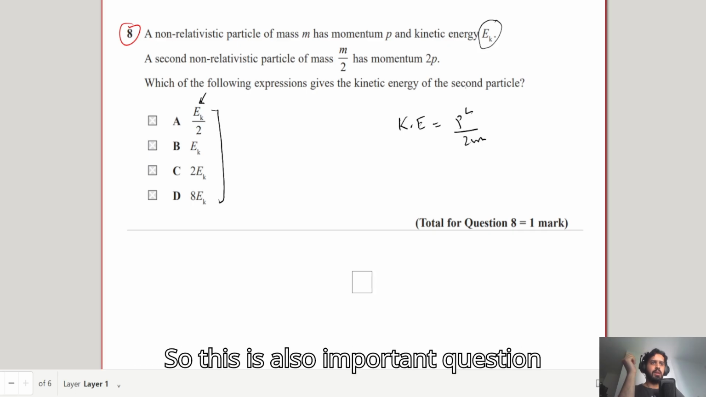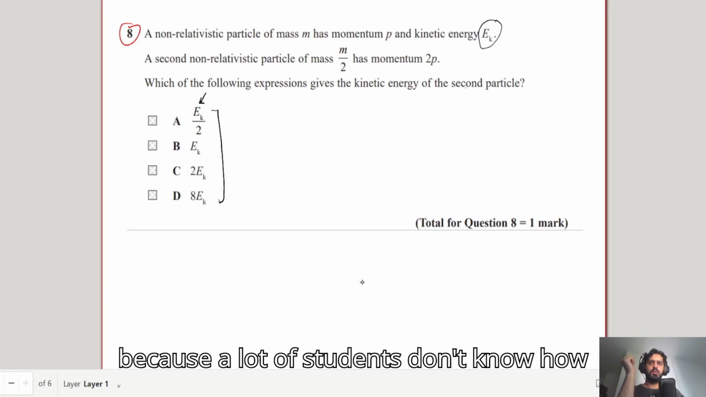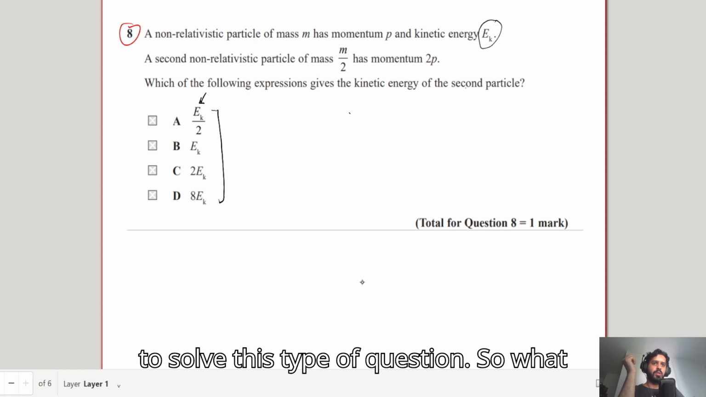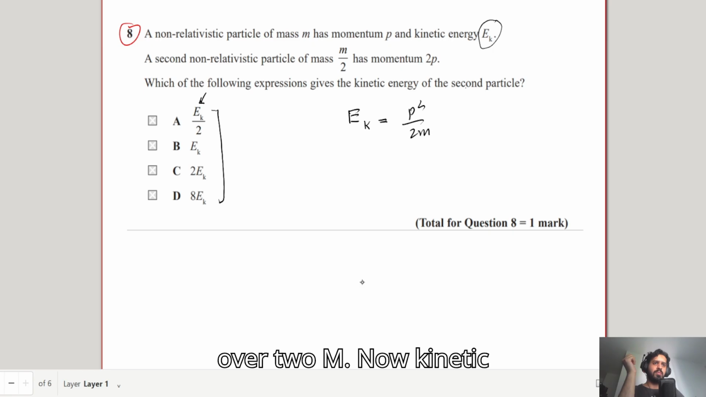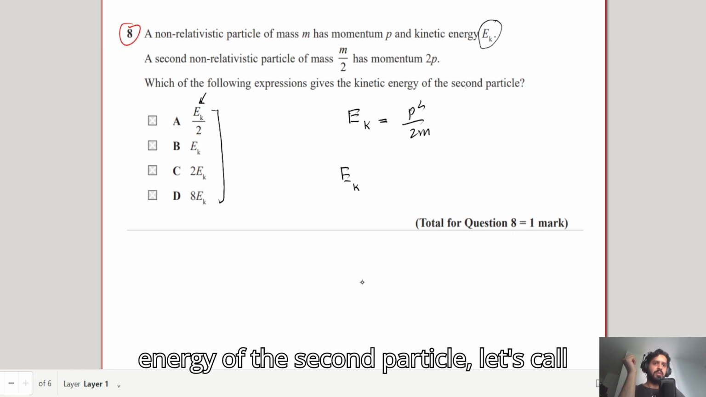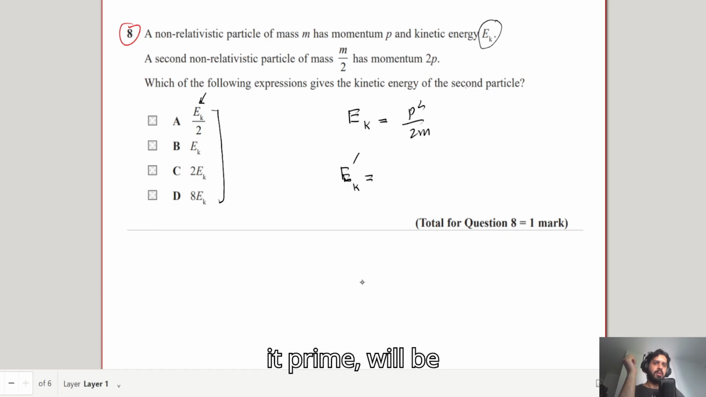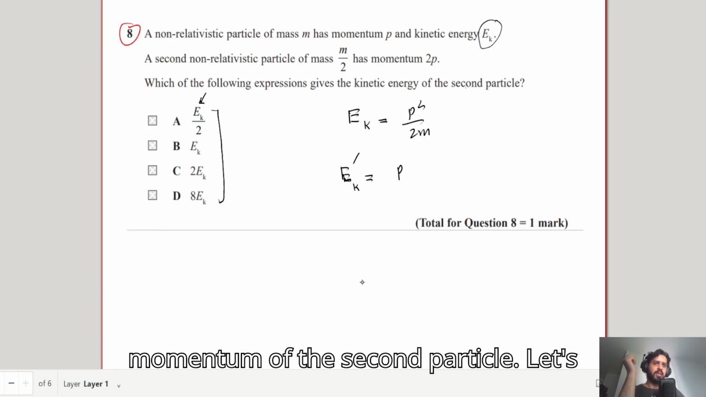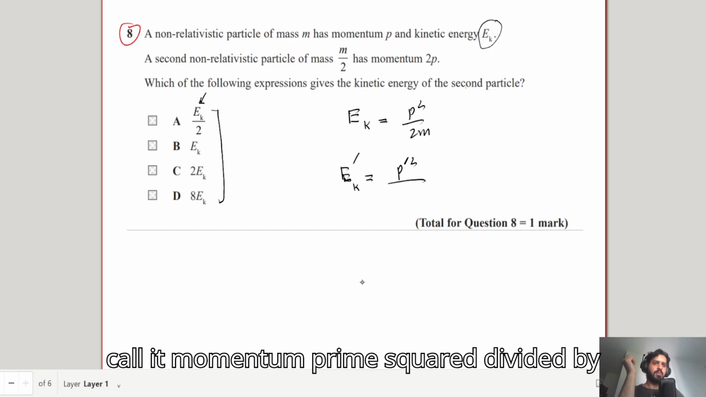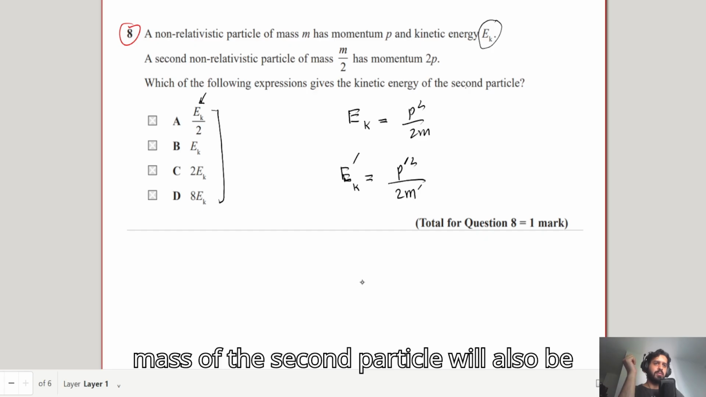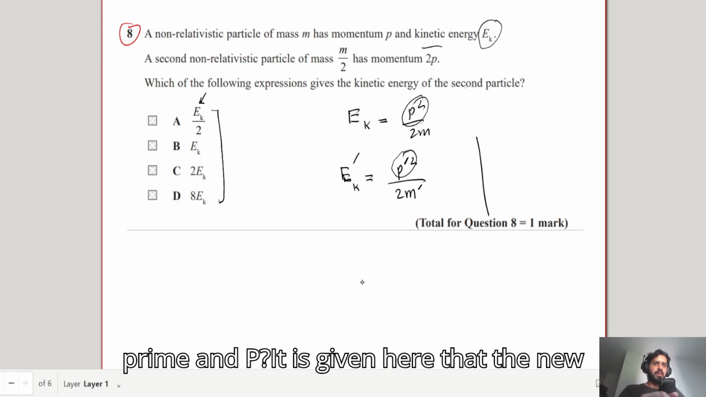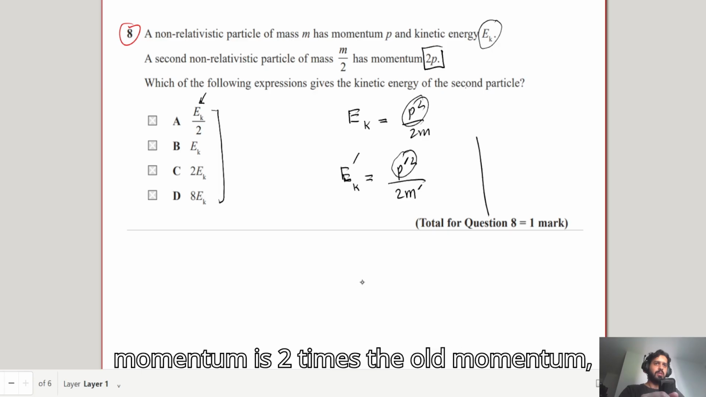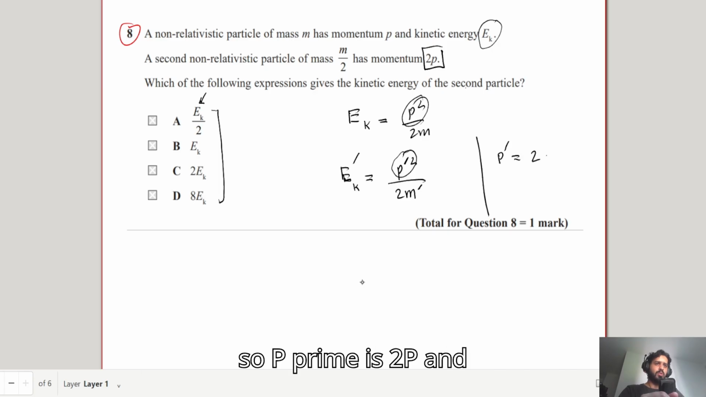So this is also an important question because a lot of students don't know how to solve this type of question. So what you do is you write the equation for the first one. It's just p squared over 2m. Now, kinetic energy of the second particle, let's call it Ek prime, will be momentum of the second particle, let's call it momentum prime, squared divided by mass of the second particle, which will also be m prime. Now, what is the relationship between p prime and p? It is given here that the new momentum is 2 times the old momentum. So p prime is 2p and m prime is m over 2.